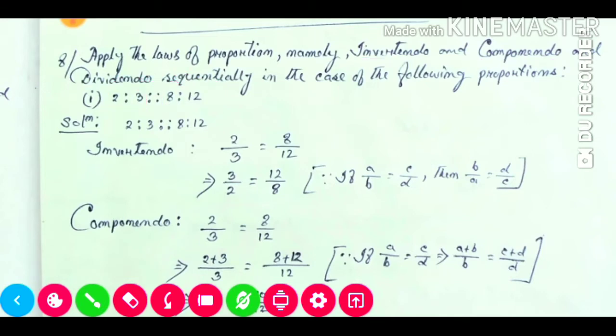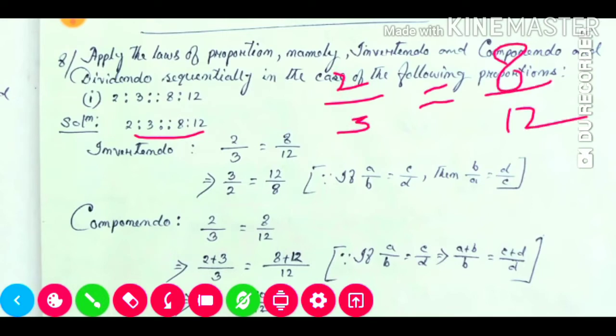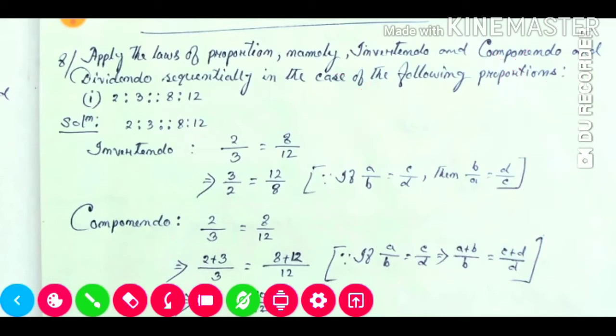So here it is given 2 ratio 3 proportional to 8 ratio 12. For invertendo, first of all we write the fraction: 2/3 is equal to 8/12. Now we will apply the invertendo formula. Invertendo means taking the reciprocal. Before, we explained invertendo, componendo, dividendo. So invertendo means what?